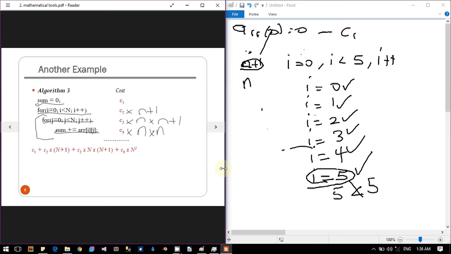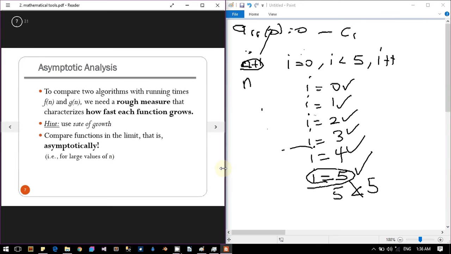The i loop is running n plus 1 times. Everything inside that loop is running n times. So this is running n times, this is running n times. But this is also a loop, so it's going to run n plus 1 times, and this will run n times again. And that's how they got this and how they got this. Okay?